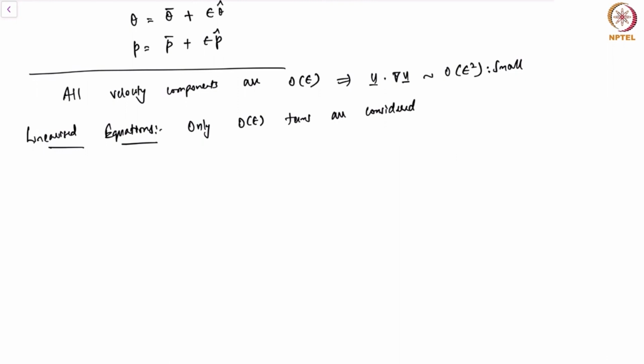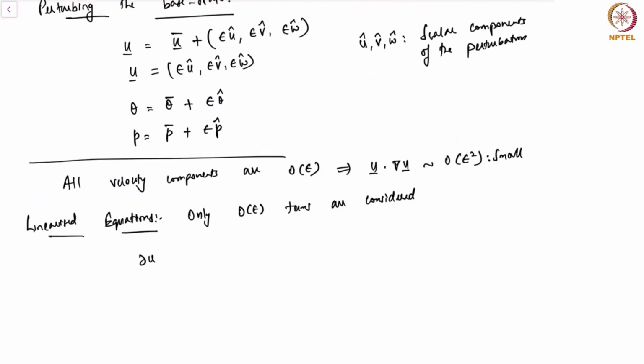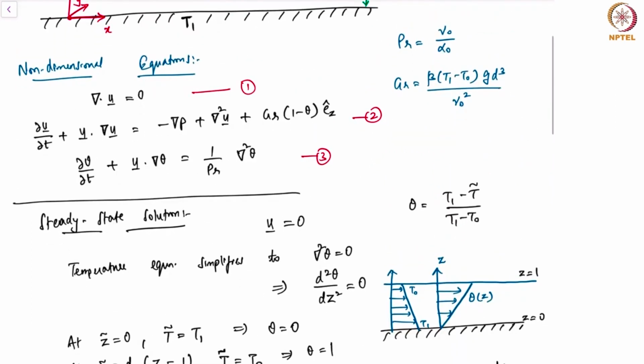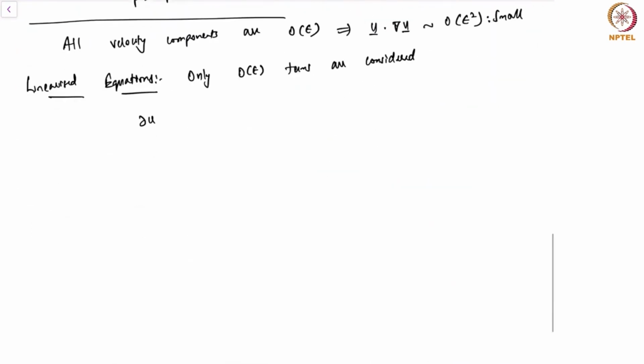We don't have terms smaller than order epsilon. We also don't need to consider the base state, as the mean cancels out with the mean. So the continuity equation essentially becomes, all that we do is substitute these perturbations into our equations 1, 2 and 3. So the continuity equation becomes del u hat by del x plus del v hat by del y plus del w hat by del z is 0. Note that there is no epsilon because epsilon will cancel throughout.